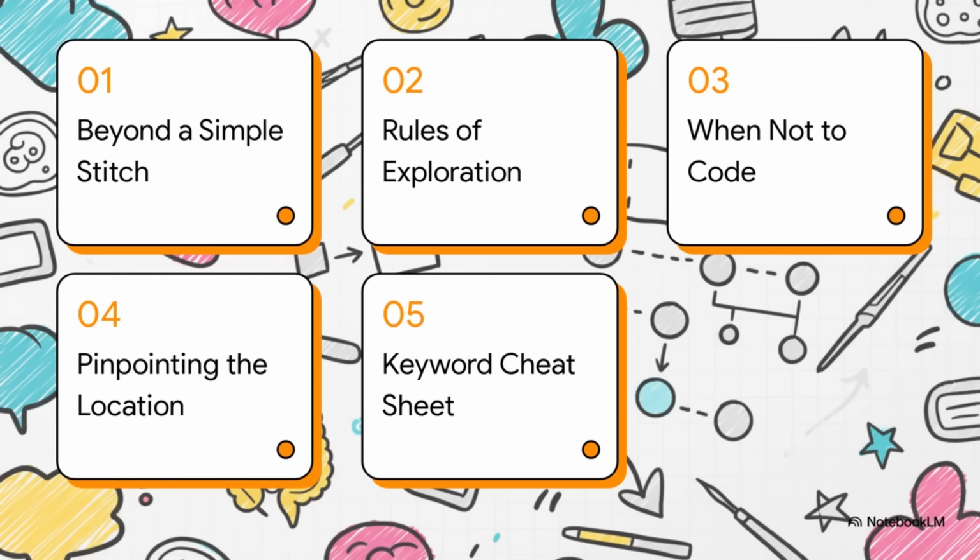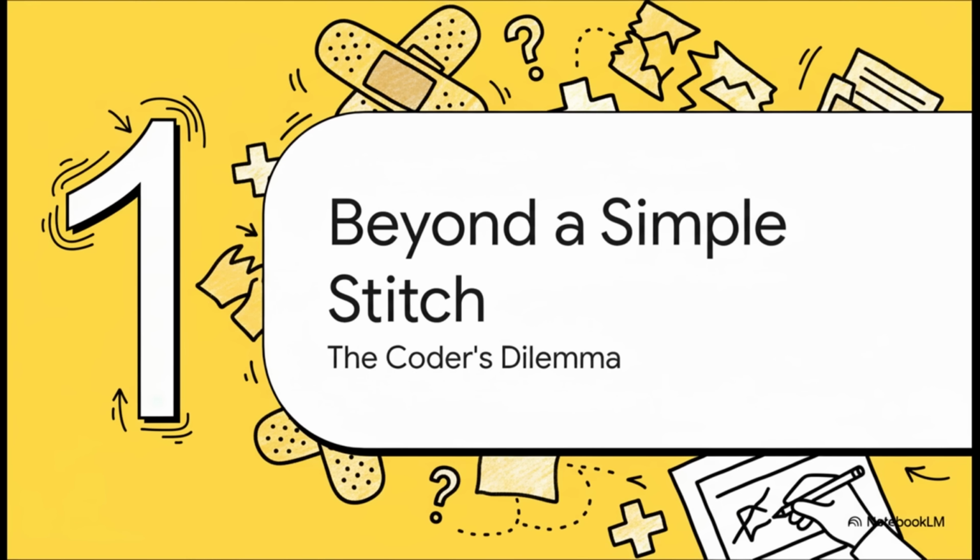So, here's our game plan. We're going to walk through this step by step to build up your confidence. First, we'll talk about why this is more than a simple stitch. Then we'll get into the real rules of exploration. We'll cover the red flags, so important, when you should not use these codes. After that, we'll learn how to pinpoint the right code by location. And to wrap it all up, I'm going to give you a keyword cheat sheet that'll turn you into a documentation detective.